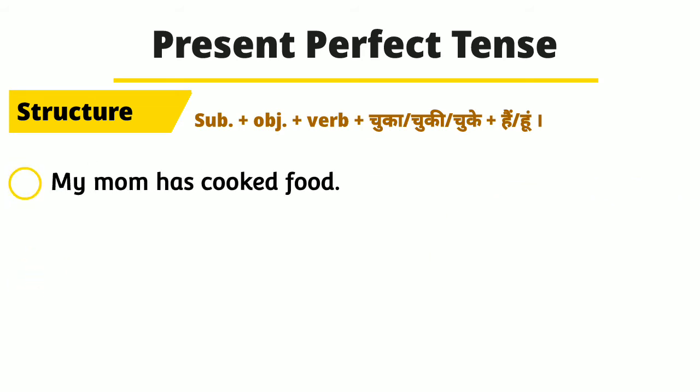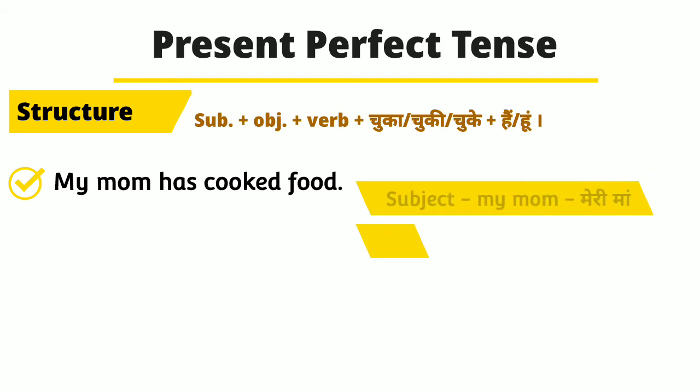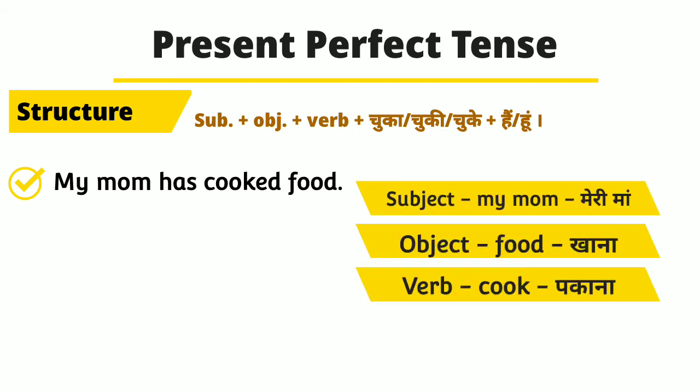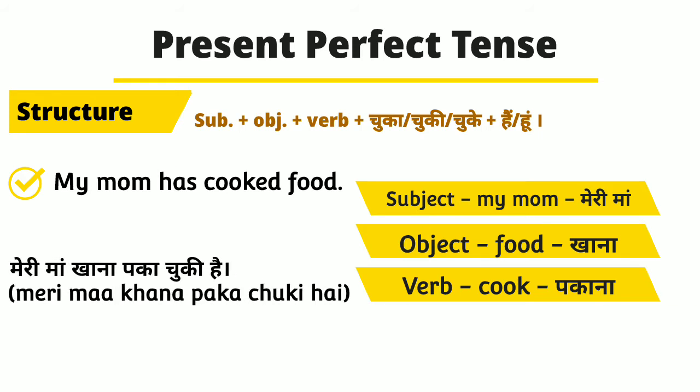My mom has cooked food. Here, subject my mom, मेरी माँ, object food means खाना, verb cook पकाना, मेरी माँ खाना पका चुकी है. Here, my means मेरा and mom or mother means माँ.